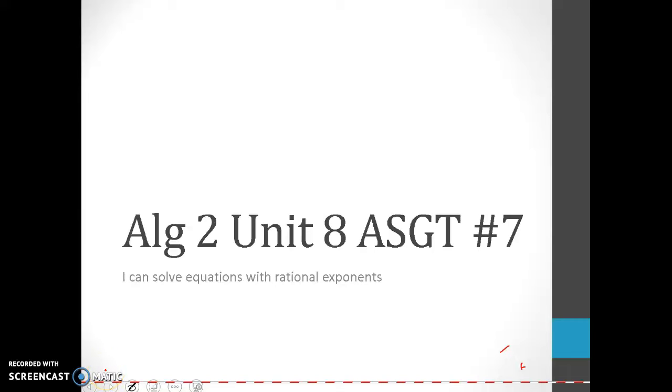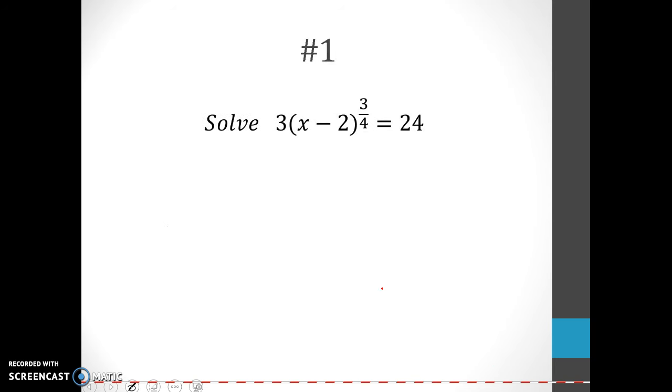All right, so we're going to continue to solve equations in assignment number 7, except this time they're going to have rational exponents. We're also going to be introduced to the idea of extraneous solutions that could come out of an equation that has square roots involved in it. So let's go ahead and get started with this. We're going to do 7 total problems here together.